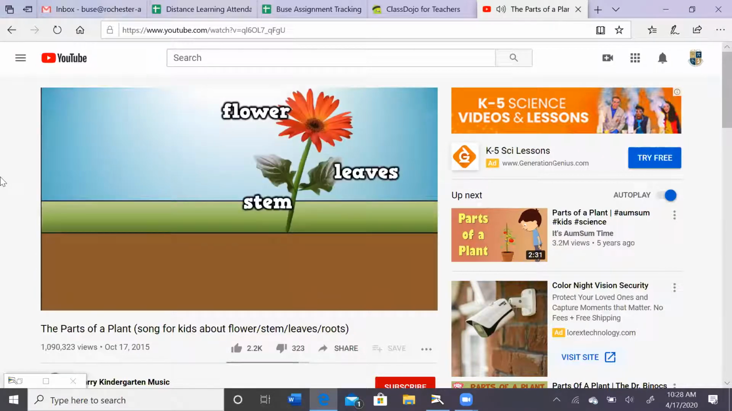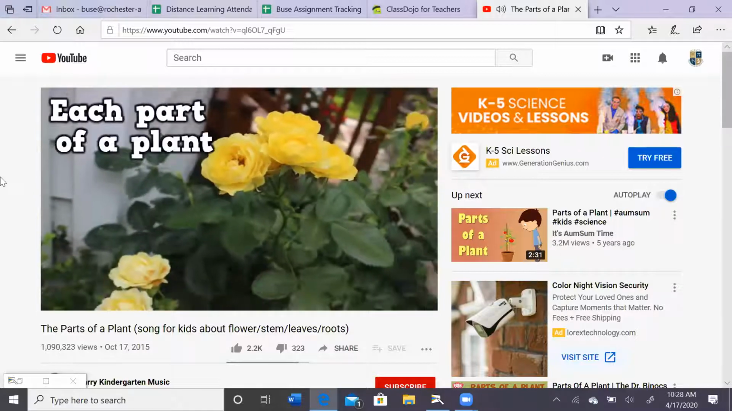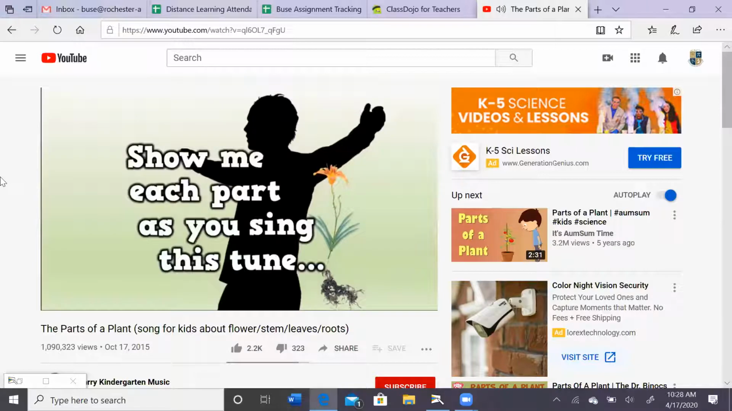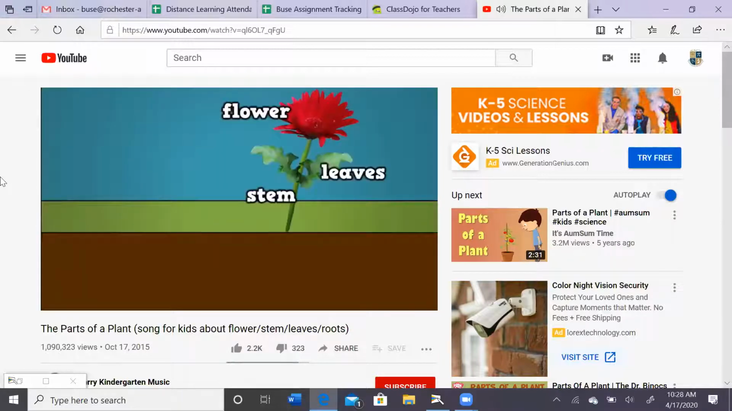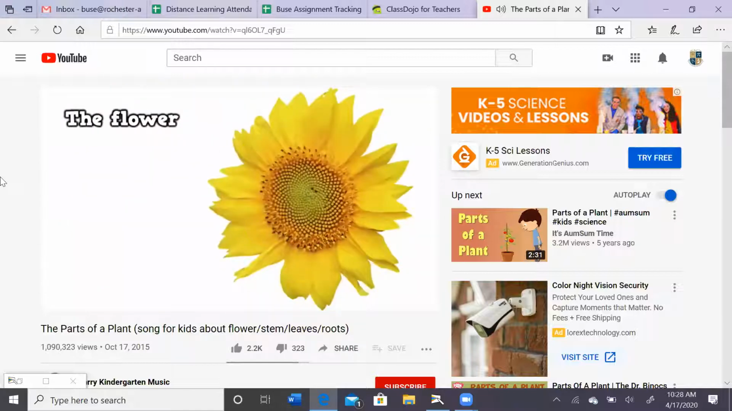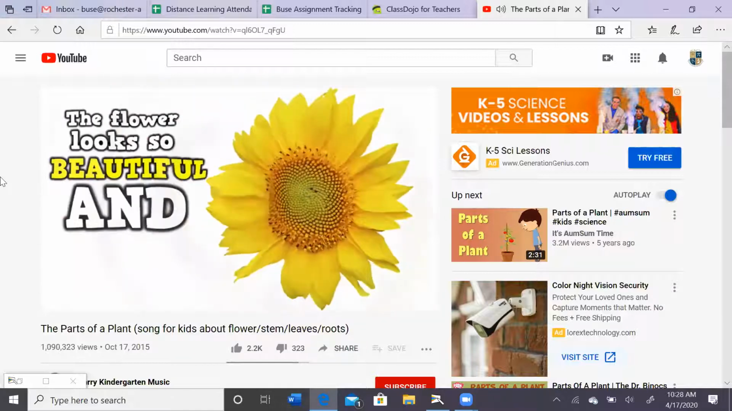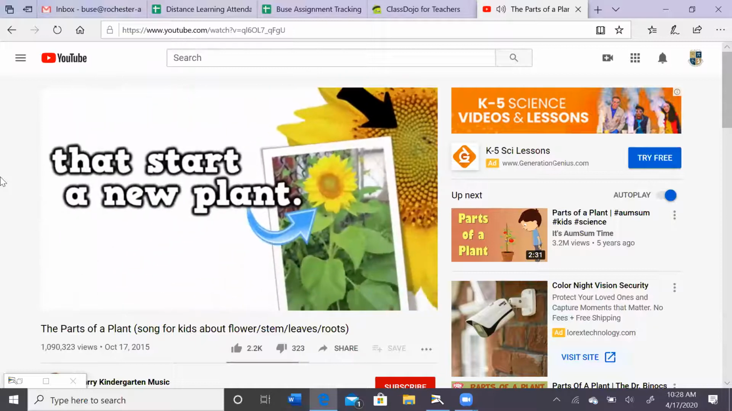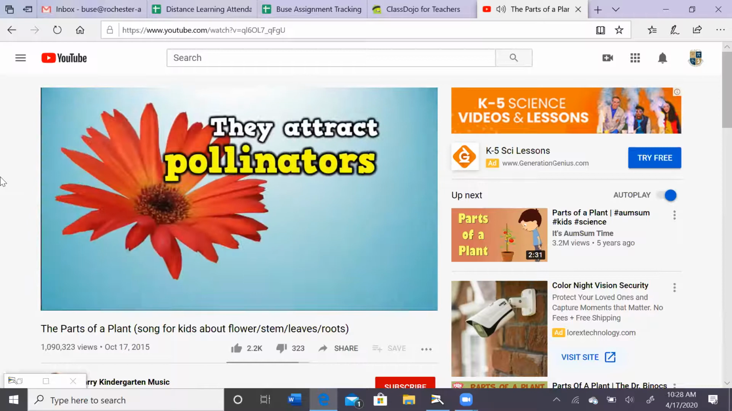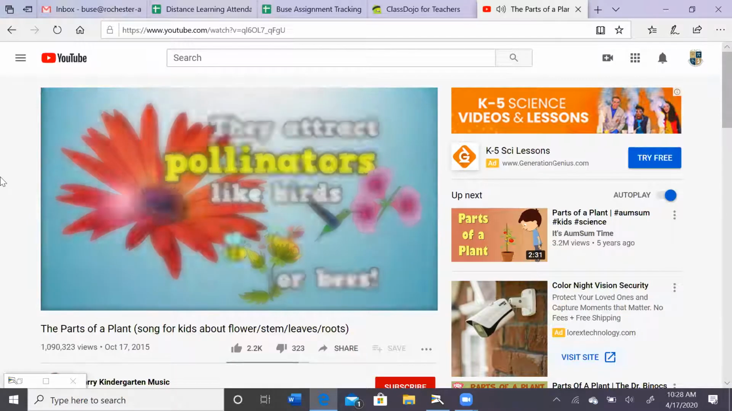Flower, stem, leaves, and roots. Each part of a plant has a job to do. Show me each part as you sing this tune. Flower, stem, leaves, and roots. The flower looks so beautiful, and it makes the seeds that start a new plant. But the petals look pretty for a reason, you see. They attract pollinators like birds or bees.